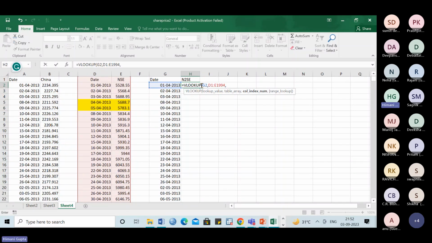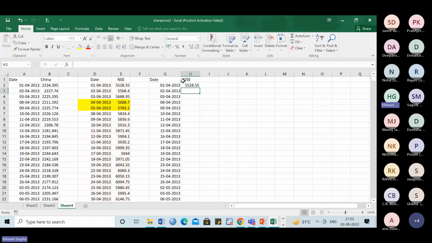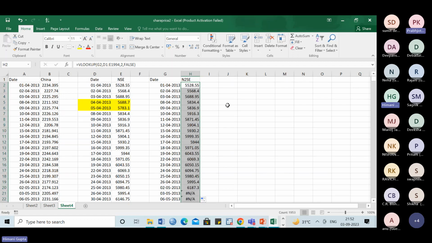So VLOOKUP, parenthesis start. First is G2, because this is the cell I have to search, and this is the second row. I'm giving the instruction to search from D1 till E1994, and now you have to write 2. Why am I writing 2? Because this is the second column from the date, and then FALSE. FALSE means exact match. Now enter. Once you press enter, just double click this sign and you will get all the values.